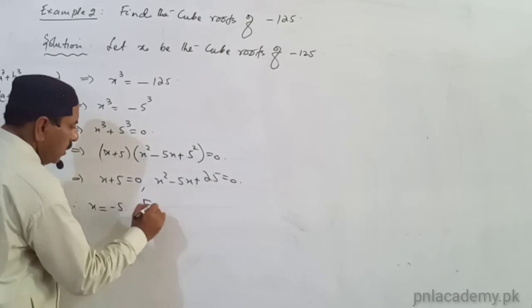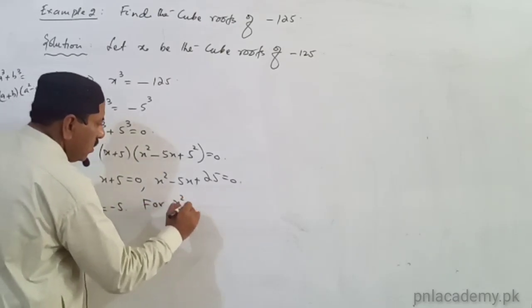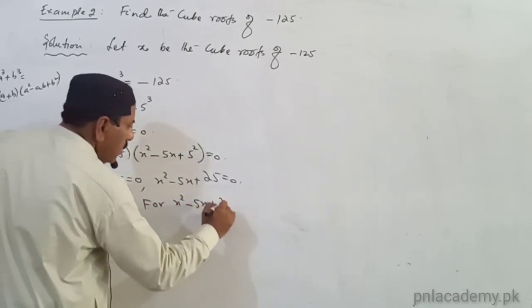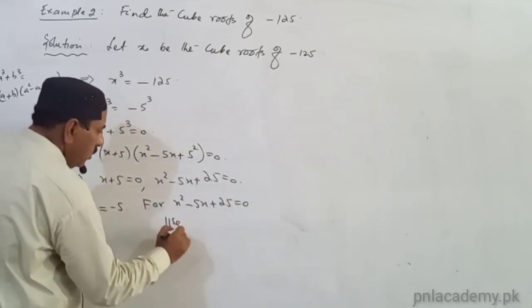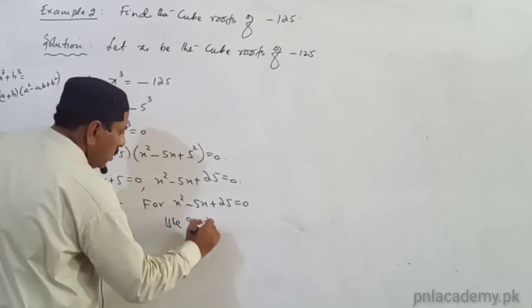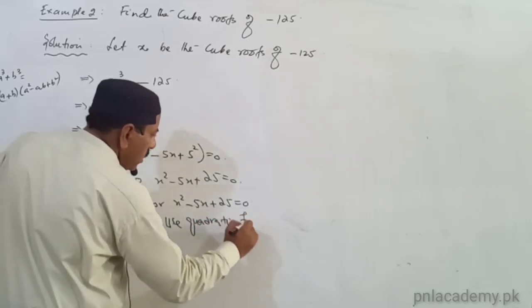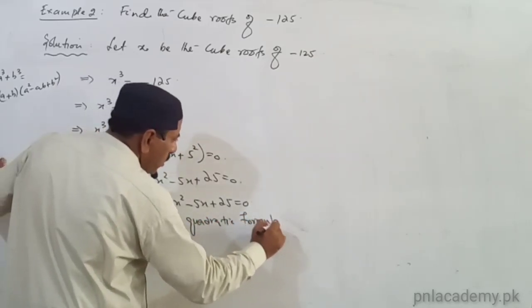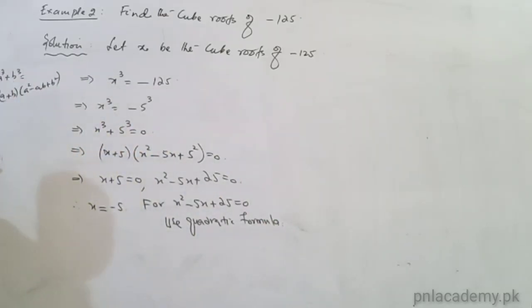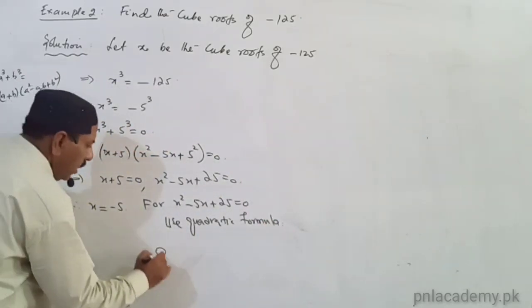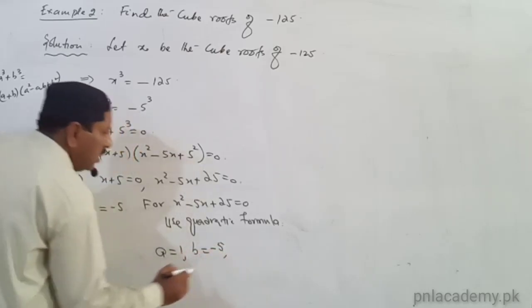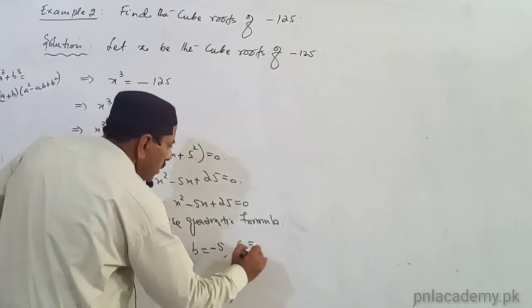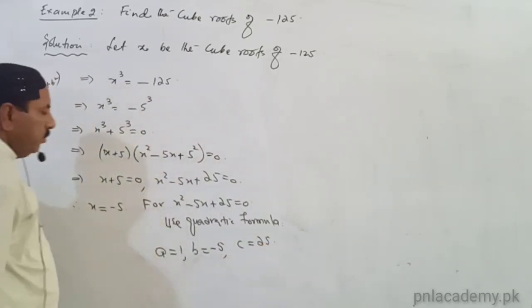But for x square minus 5x plus 25 is equal to 0, use the quadratic formula. For the quadratic formula, the value of a is equal to 1, b is equal to minus 5, and c is equal to 25.